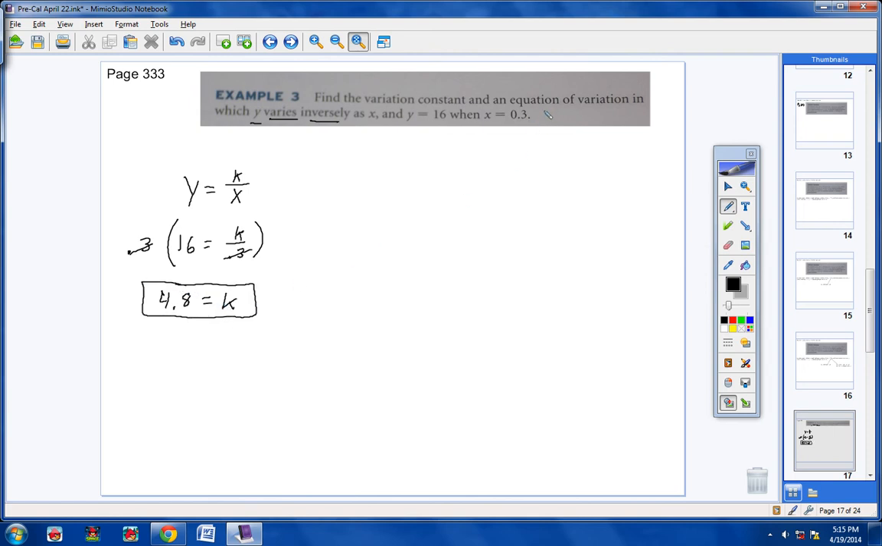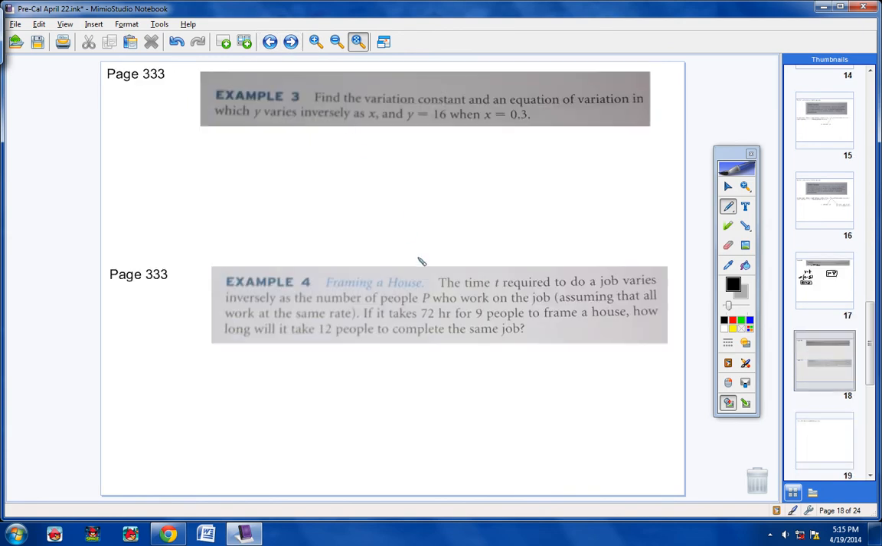And now they want you to write the equation, the inverse equation. So you would simply write y equals, and where the k usually goes, you will put 4.8 over x. So there, we did it. We found our constant of variation, and we found our inverse equation. Not too difficult. Now let's apply that to a word problem, okay?